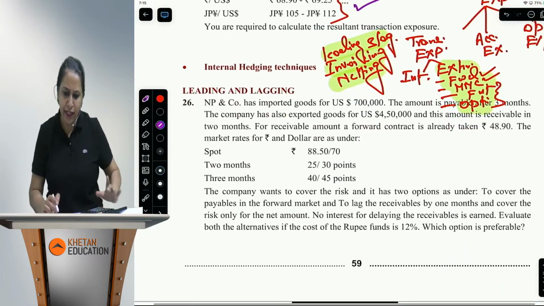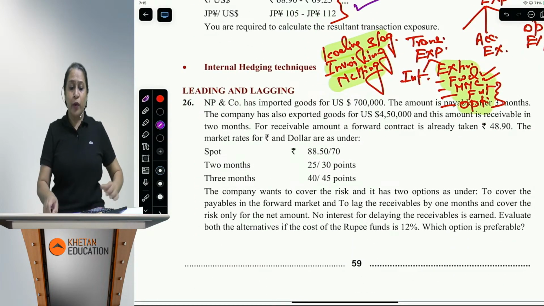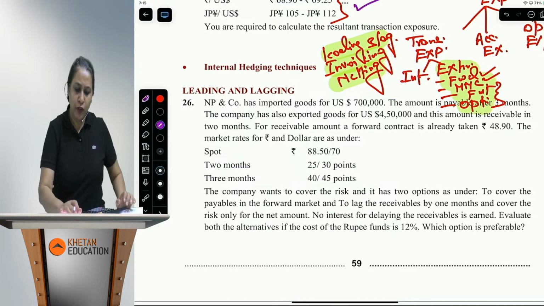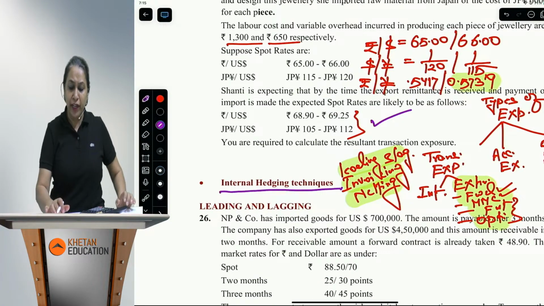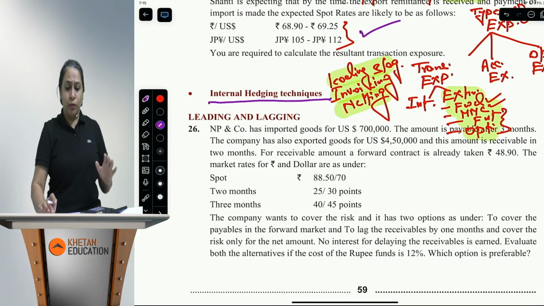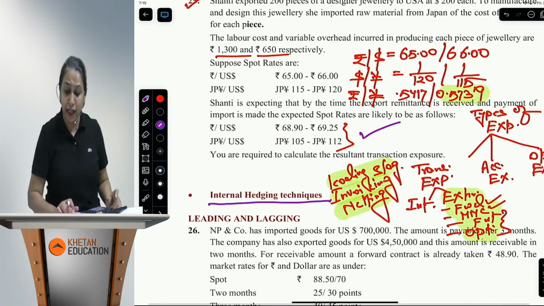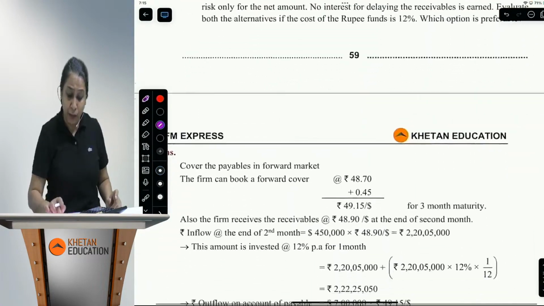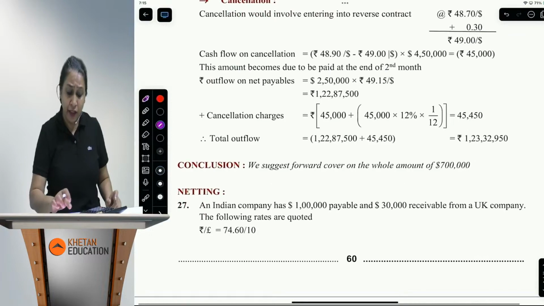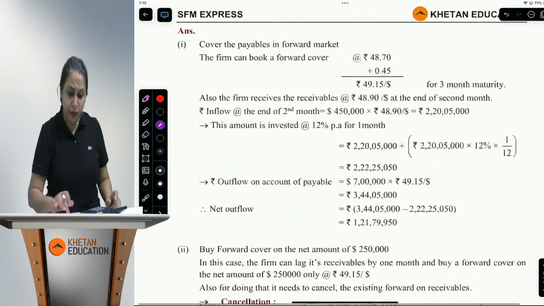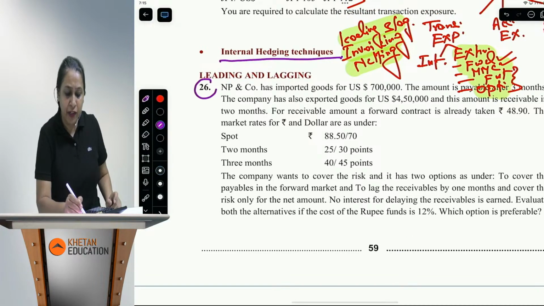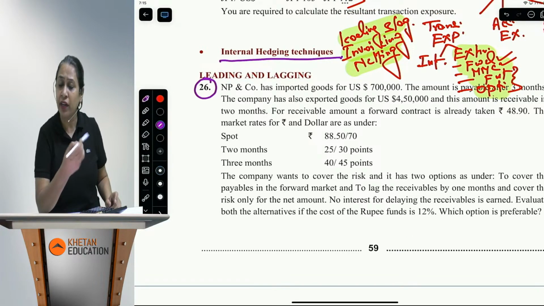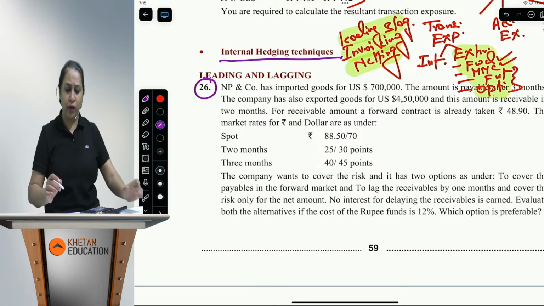Then the next one is leading and lagging. This question was asked in the November 12th. So what are we doing? Internal hedging techniques, because forward cover and money market cover you have already completed. So leading and lagging we are doing here. I have put one sum of leading and lagging, then we have a sum of invoicing also. This sum is very important from the examination. They can ask you again, but believe me, the solution that they have given is a complete blunder. I cannot even discuss that solution because it is completely wrong.